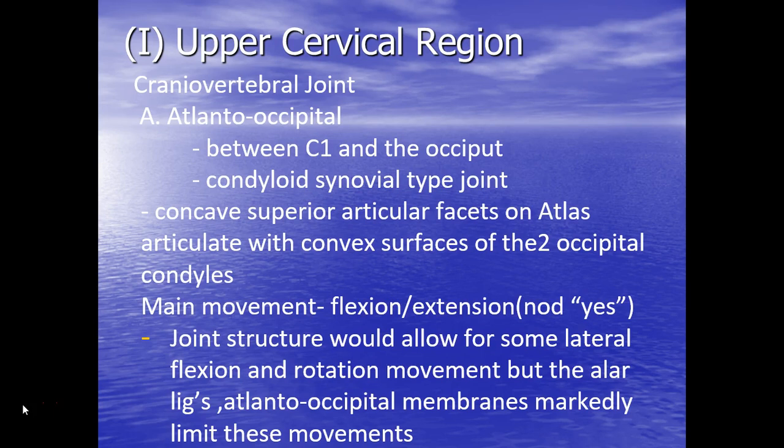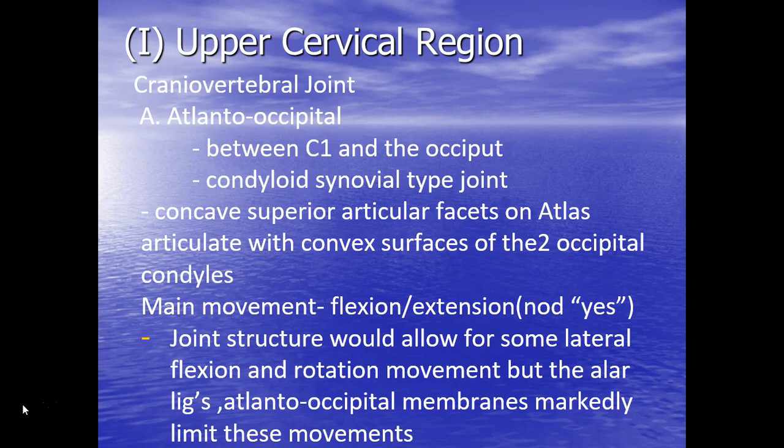This is the joint between the C1 vertebrae or atlas and the base of the skull, the occiput. It's a condyloid type synovial joint. It's got a concave superior articular facet on the atlas vertebrae on the top of the lateral mass of atlas, and this articulates with the convex surfaces of the two occipital condyles on the base of the skull.